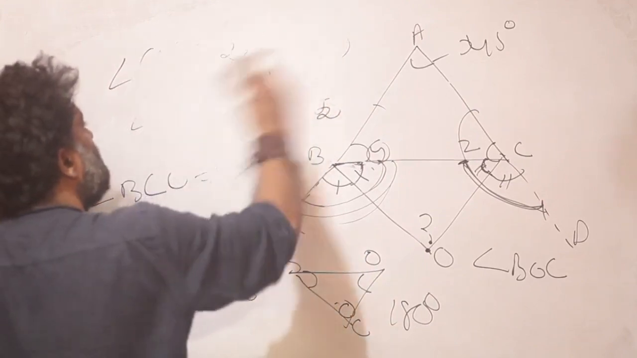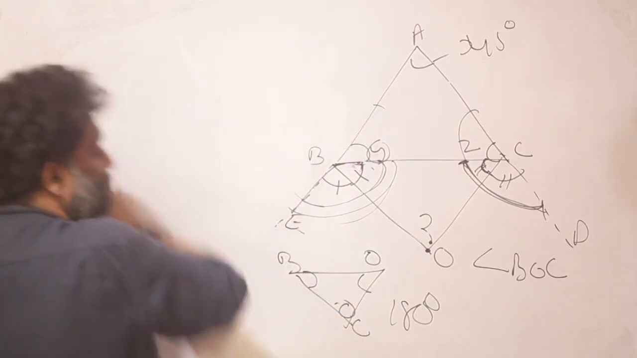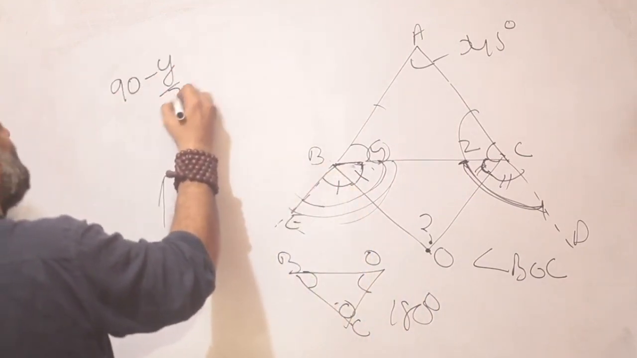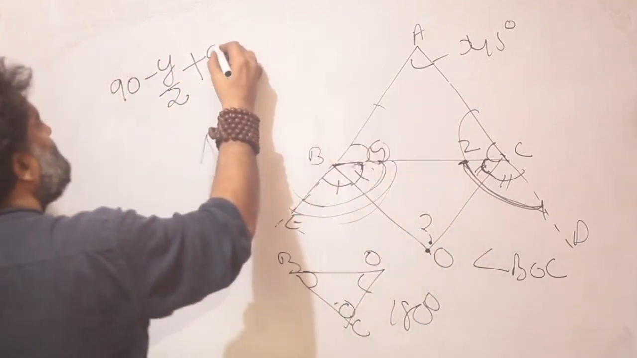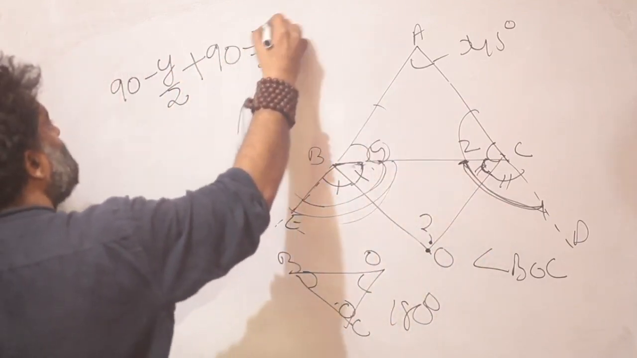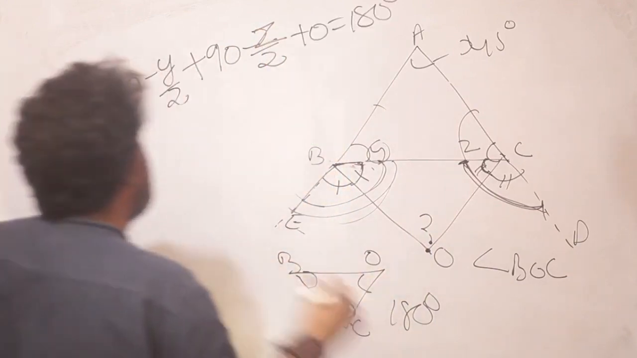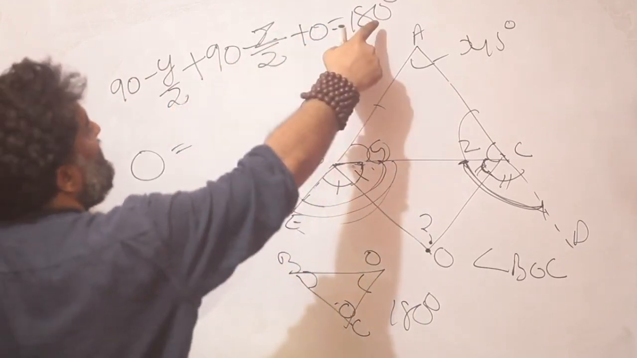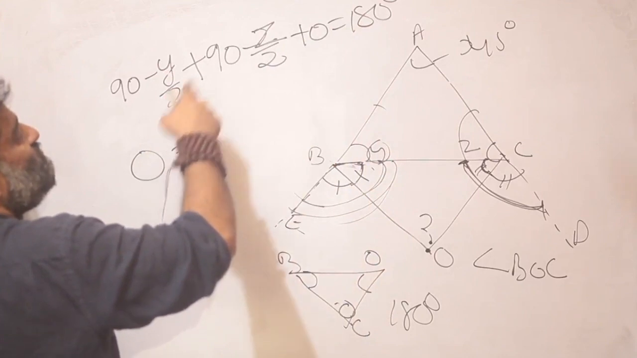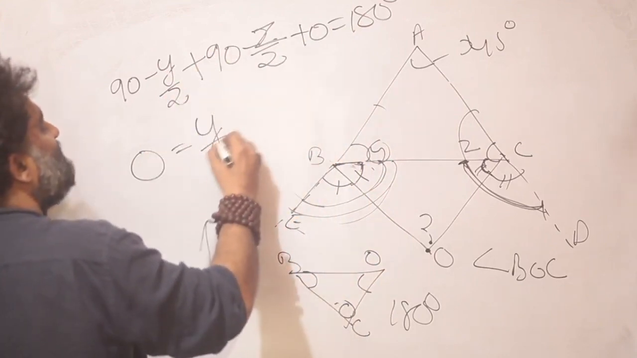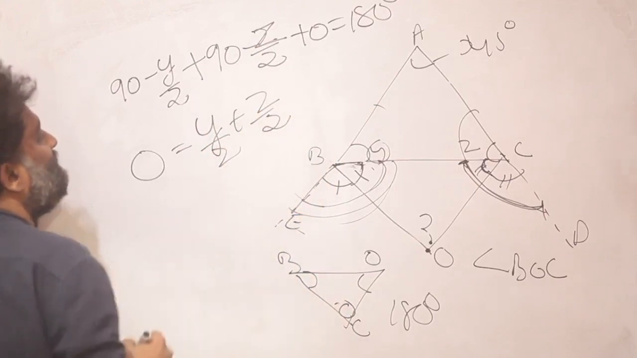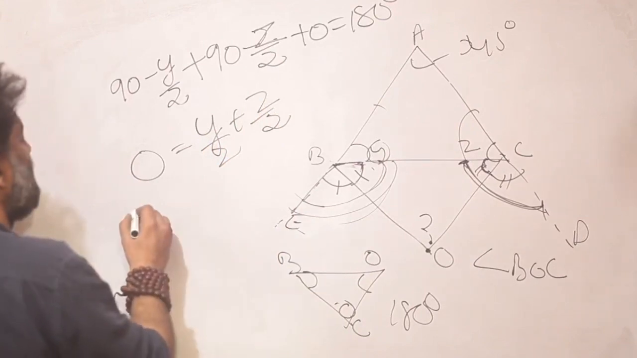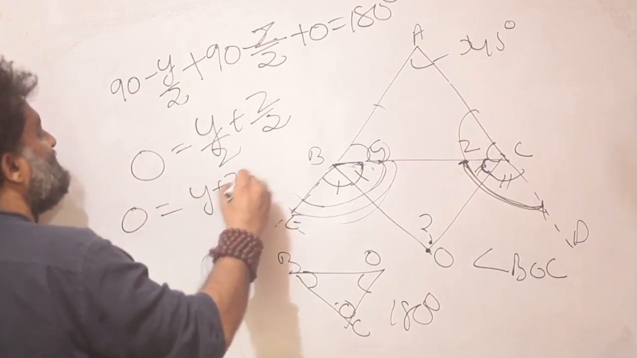So forget this story, capture the key points, move on, and you will see this angle was 90 minus y by 2 plus this angle was 90 minus z by 2. So angle O is equal to 90 plus 90, 180. 180, 180 would get cancelled. Minus y by 2 minus z by 2 will switch and become plus y by 2 plus z by 2. So angle O is equal to y by 2 plus z by 2, or I can write it as angle O is equal to y plus z by 2.